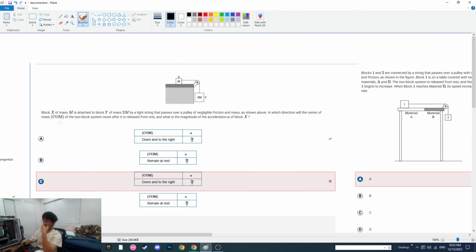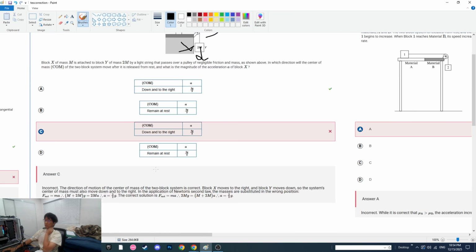So for this one, we're asked to find the direction of the center of mass when it's let go, and the acceleration. When we let go, we know that this one's heavier, so this will go down, and this will cause this to go that way. So that means our center of mass is going like that, so it's down and to the right.